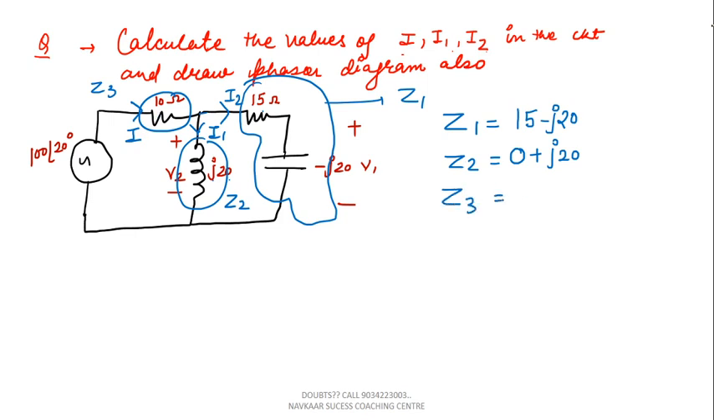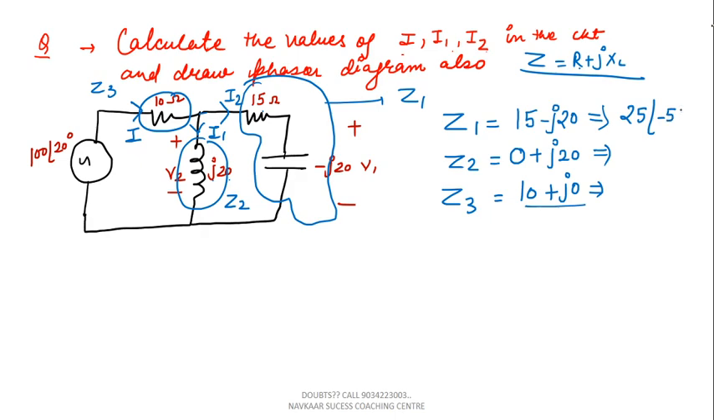Now focus on Z3. Z3 is how much? R is given as 10 plus, no XL is given, so it would be J0. As you know, Z is in the form of R plus JXL. So if the R value is given, write it down. If the XL value is not given, then put 0 instead, okay. So all these are in rectangular form. Now we need to convert these values into polar form. If we convert this into polar form, you will get 25 angle minus 53.1. If you convert this, you will get 20 angle 90 degrees. If you convert this, you will get 10 angle 0.